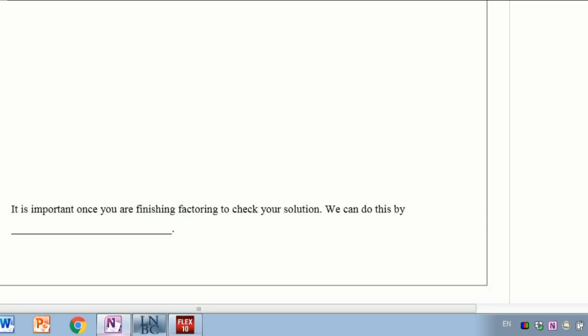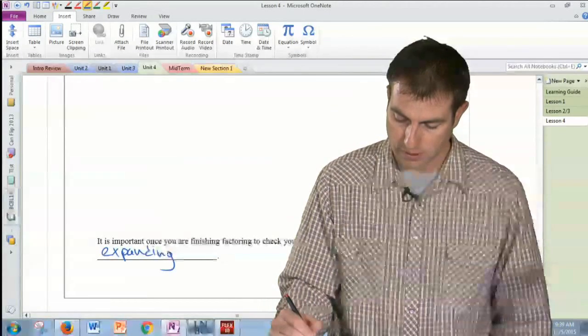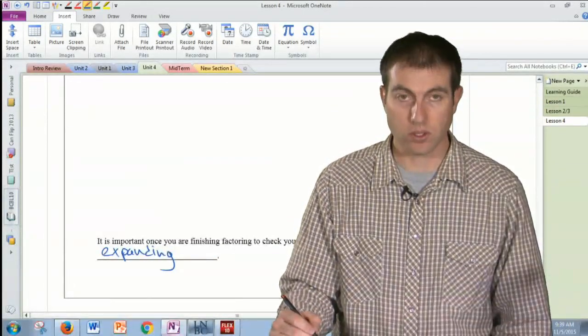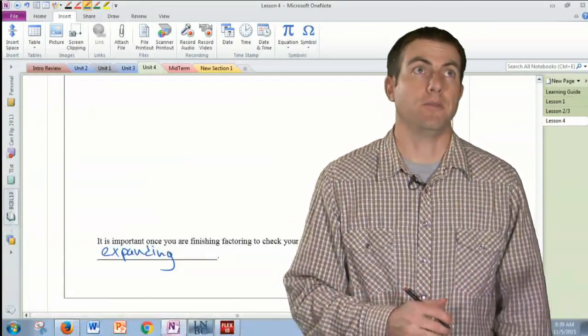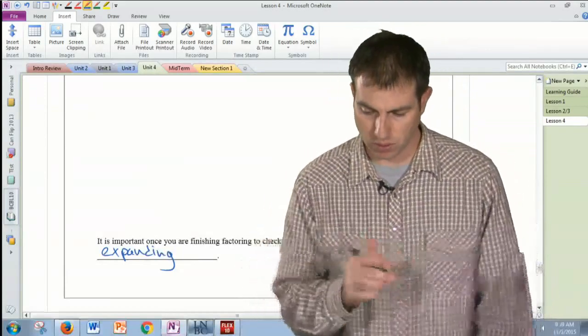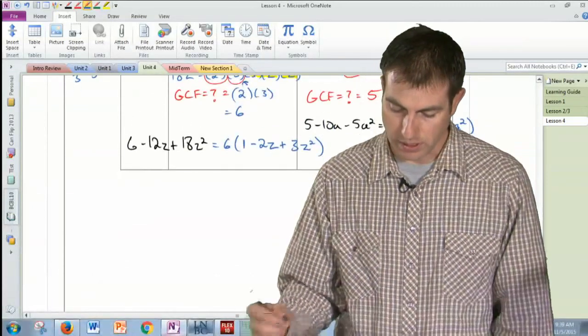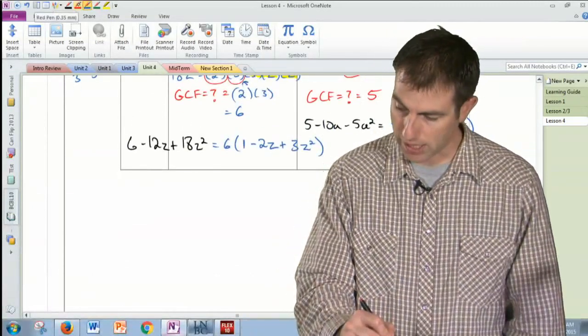So it's important, once you're finished factoring, check your solution. We can do this by expanding, because expanding is the opposite of multiplication. So expand and multiply are the same. Factoring and multiplication are kind of opposites. So I'm just going to scroll back up here, and in this big white empty space, I'm going to do a check.